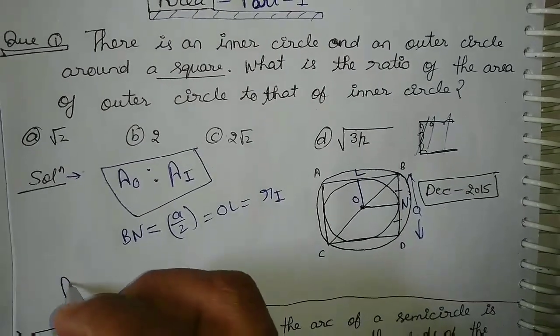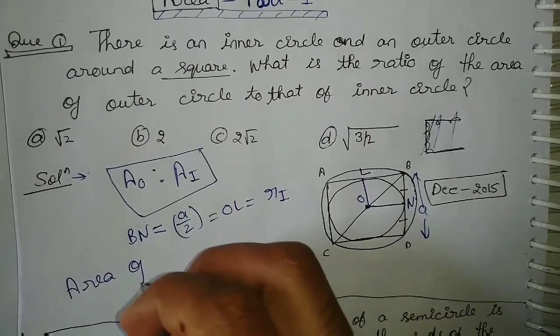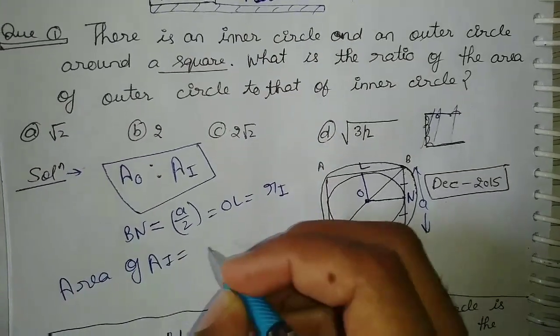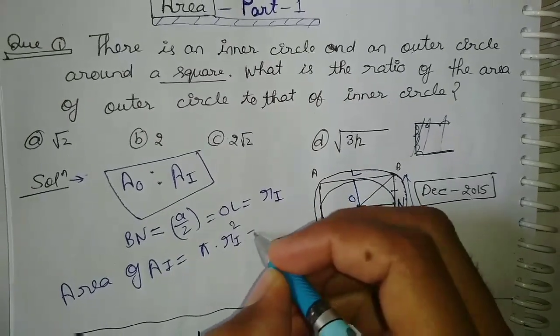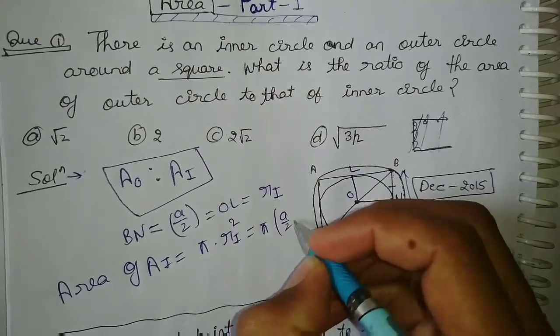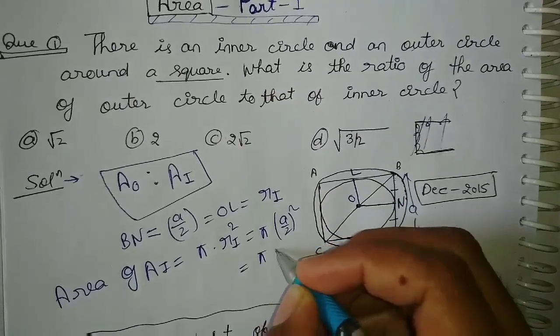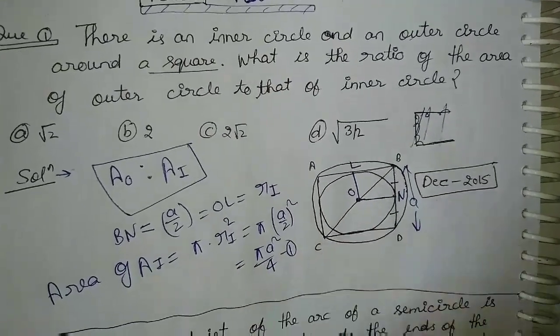So the area of the inner circle will be pi into RI square. This means pi into (A by 2) square. This means pi A square by 4, equation 1.